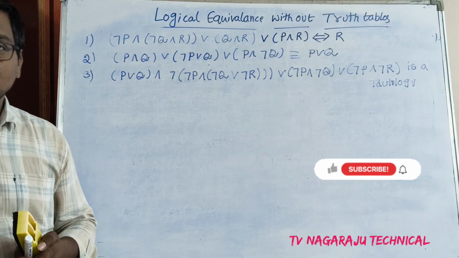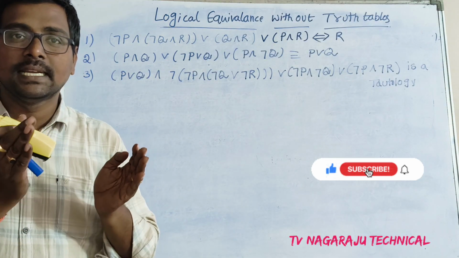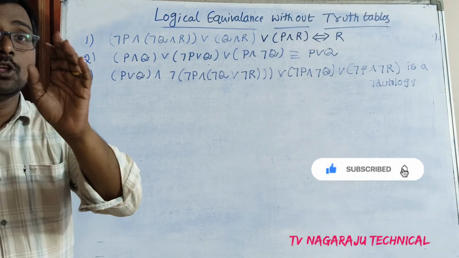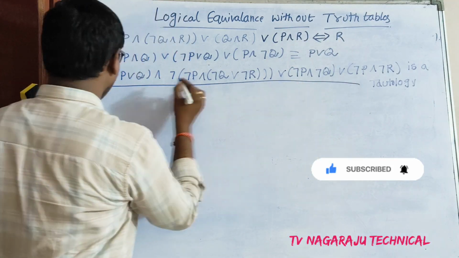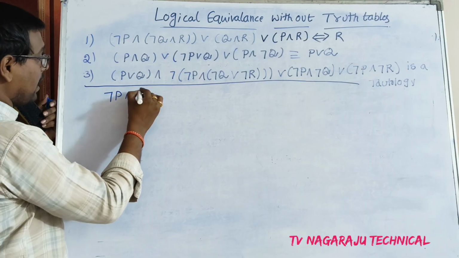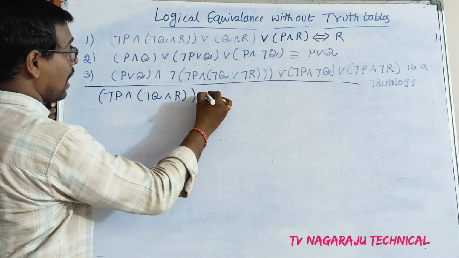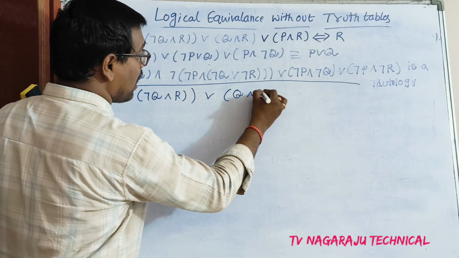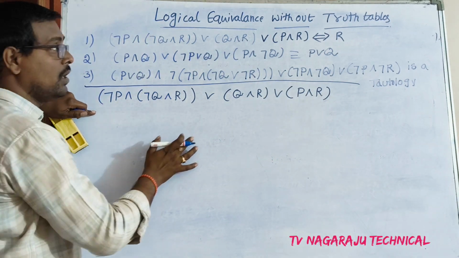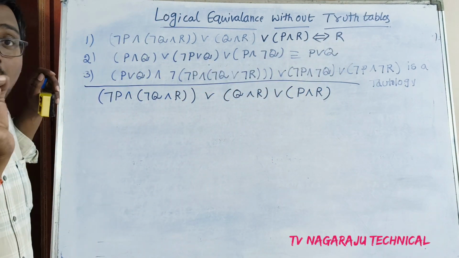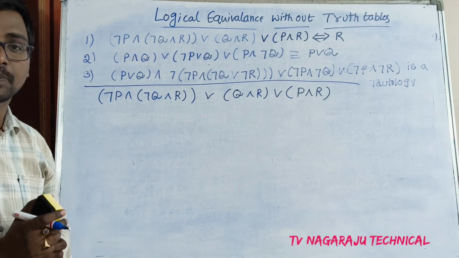Welcome to our channel. In this session, we will discuss some more examples of proving two expressions are logically equivalent without using truth tables. Now consider the first example: negation P and negation Q and R, or Q and R, or P and R. By deriving this one, we need to get R. Then the two expressions are logically equivalent.